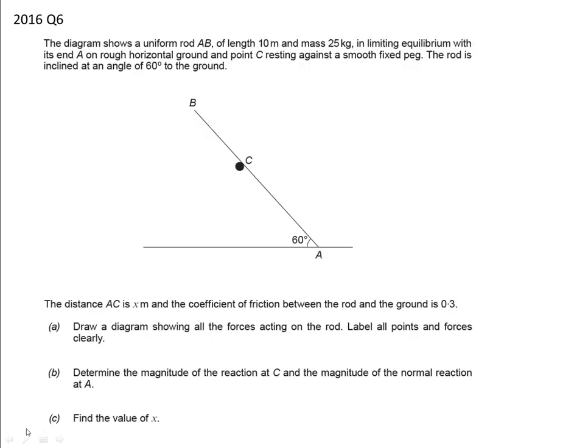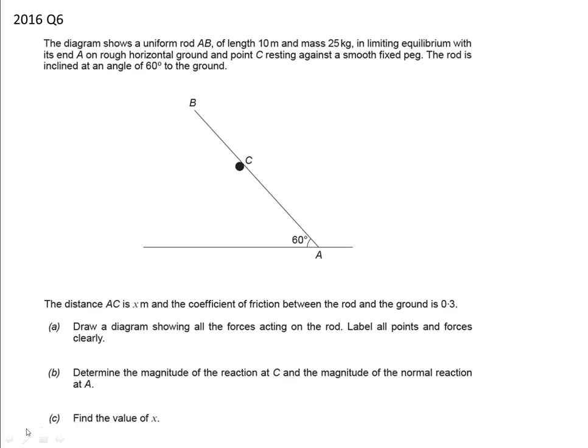Moving on to our second example, which comes from the 2016 paper. We have a uniform rod AB, which is in limiting equilibrium with its end A on rough horizontal ground and the point C resting against a smooth fixed peg. The rod is inclined at an angle of 60 degrees to the ground. We've got the distance AC is x meters. The coefficient of friction between the rod and the ground is 0.3.